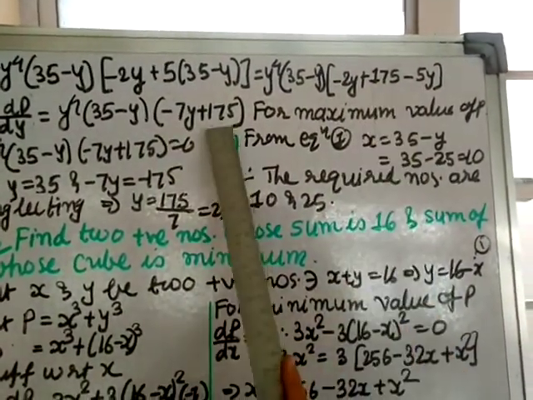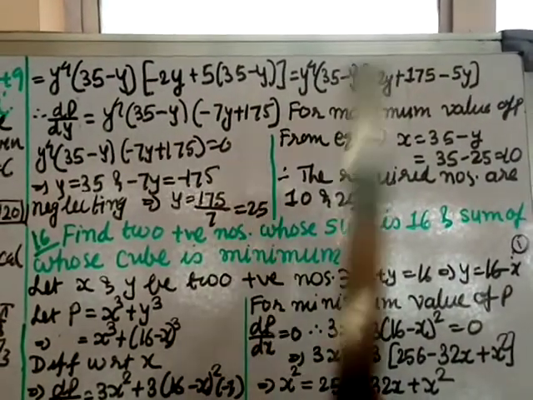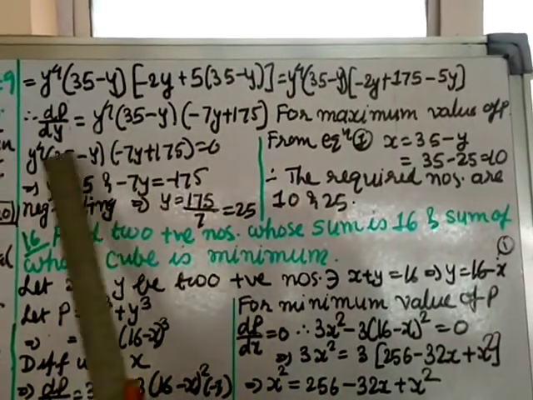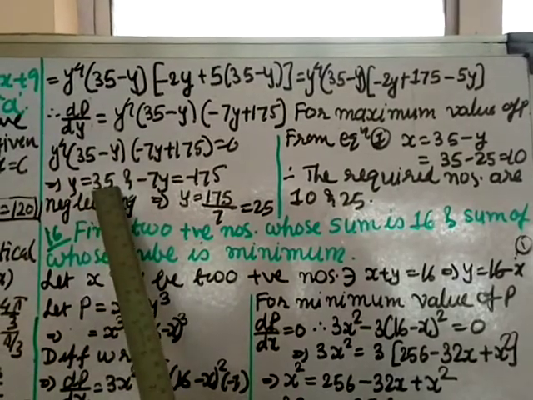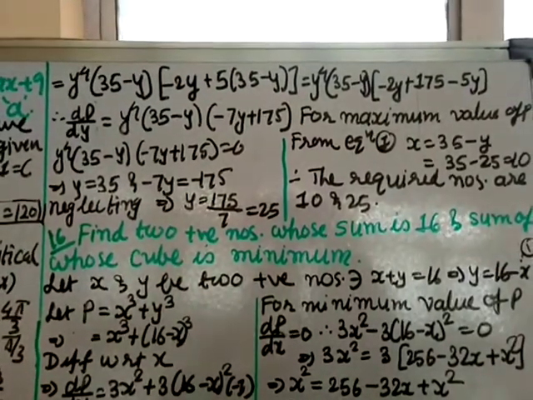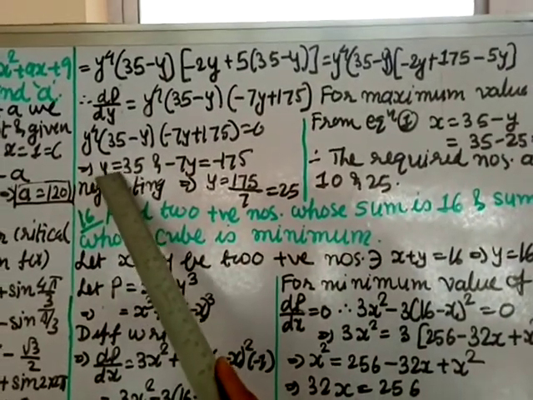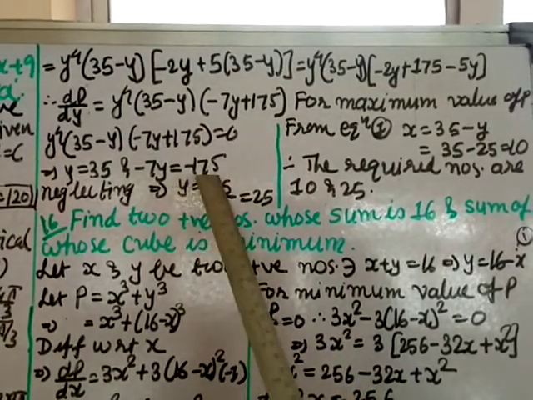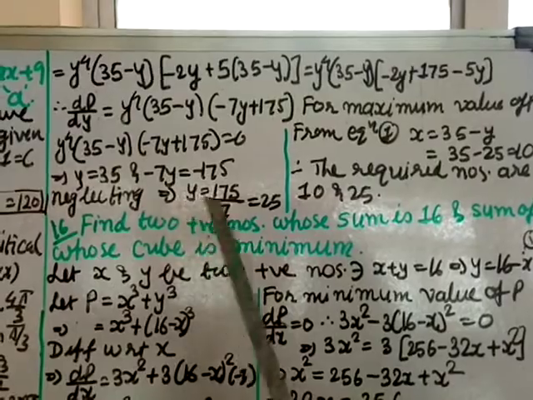minus 7y plus 175. Now for maximum value of p, I have to equate dp by dy equal to 0. So equate this equal to 0, so y equal to 0, then 35 minus y equal to 0, that is y is equal to 35. So I will neglect this because they have given the sum as 35, so I will neglect this value. We will go with this value. So I write minus 7y is equal to minus 175, you transfer, divide by 7, you get 25.